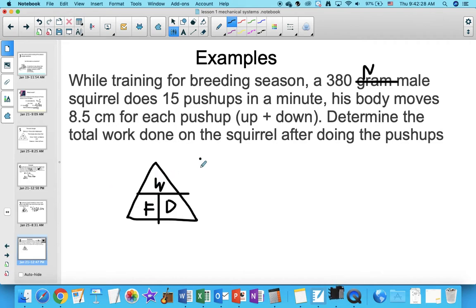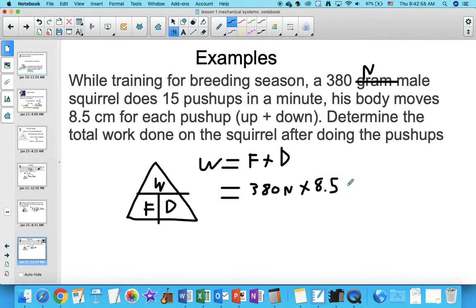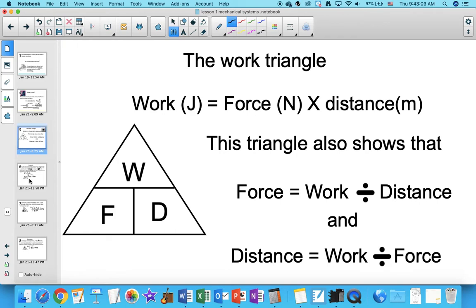So I know work equals force, right, times distance. So work is what we're looking for. Force is 380 times, well, one push-up up and down is 8.5 centimeters. Now, there's the other problem, right? Because if you look at our equation way back here, distance should be in meters.